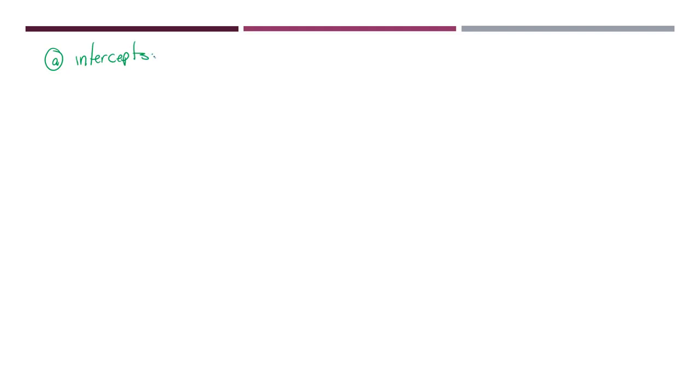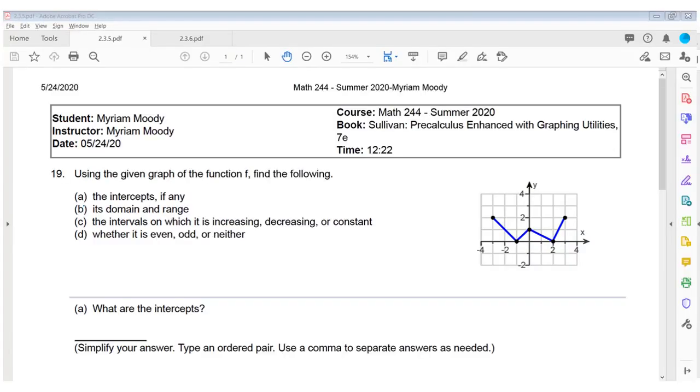Now, did it say x or y intercepts? No, it just said intercepts, which means you've got to find them all. So I'm noticing this point and this point and this point. These are all crossing the axes, yes? So my tick marks are in increments of 1s.